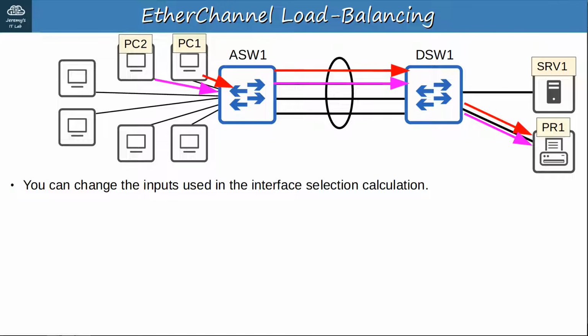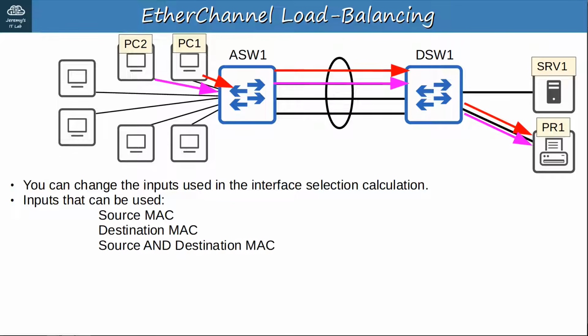Actually, you can change the inputs used in the interface selection calculation. Here are the inputs that can be used. Source MAC address. So all frames with the same source MAC address will always use the same interface in the Ether channel. Or destination MAC address. In this case, all frames with the same destination MAC address will always use the same physical interface. You can also use both the source and destination MAC addresses. So for example, frames from PC1 to server 1 will always use a certain interface. Frames from PC2 to server 1 will always use a certain interface, which might be the same or different than the one used for traffic from PC1 to server 1.